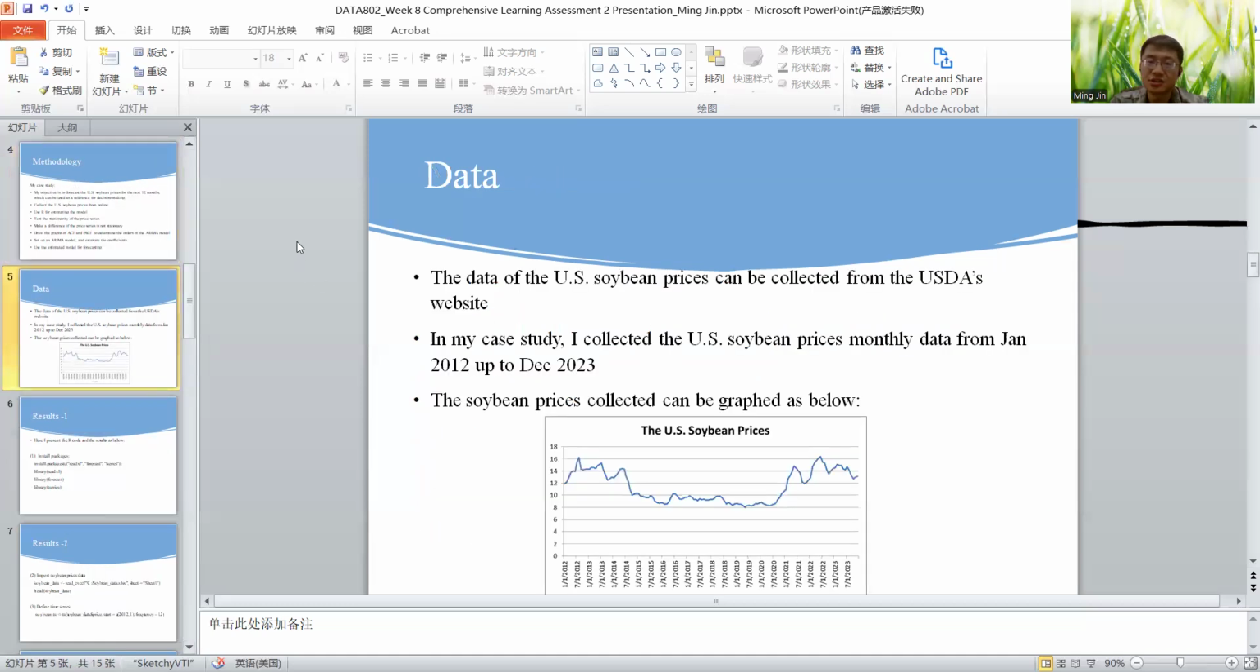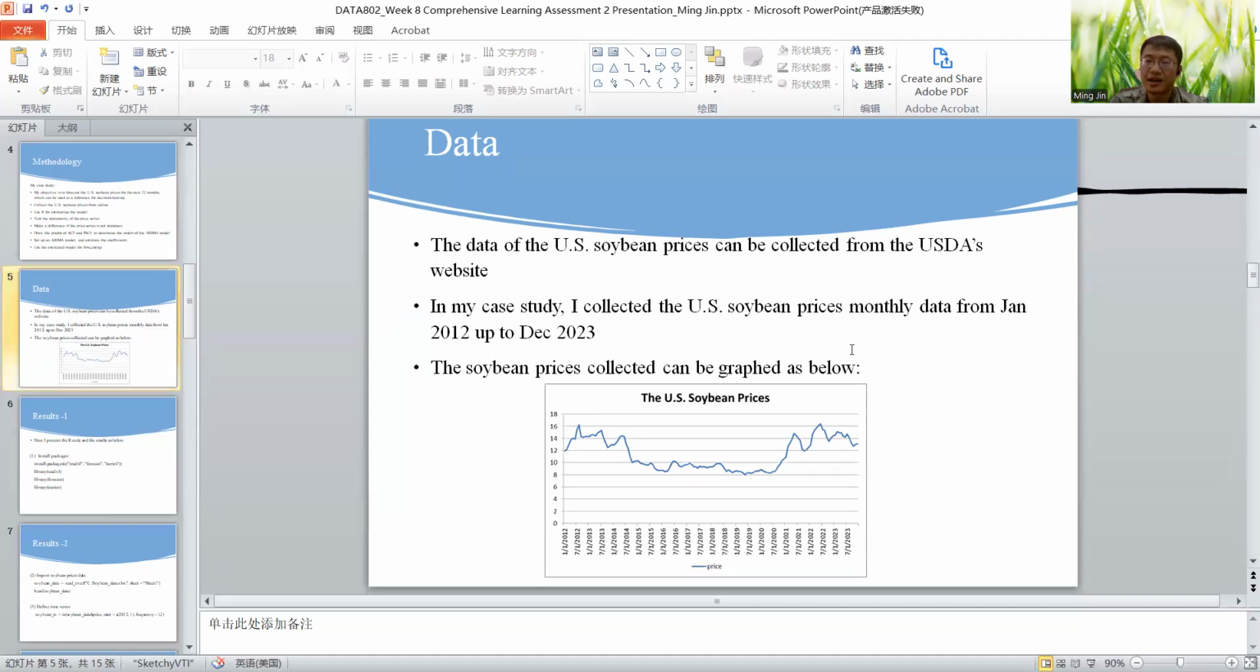Okay, the next section is the data section. I collected the soybean prices of the United States from the USDA's website. USDA is the Department of Agriculture of the United States. In my case study, the data that I collected is monthly US soybean prices, starting from January 2012 up to December 2023.